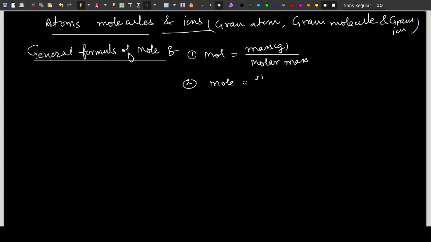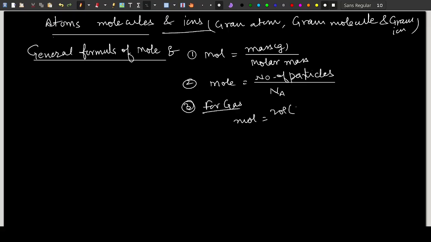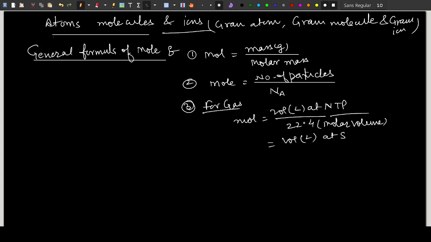The second one is mole is equal to number of particles upon Avogadro's number Na, and the third one, which is only for gas, mole is equal to volume in liter at NTP upon 22.4, which is nothing but molar volume, and also volume in liter at STP upon 22.7, it is molar volume.